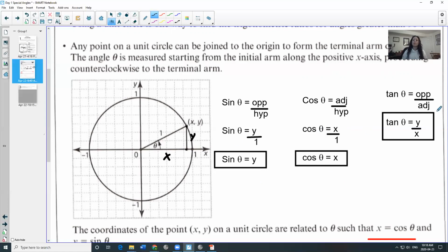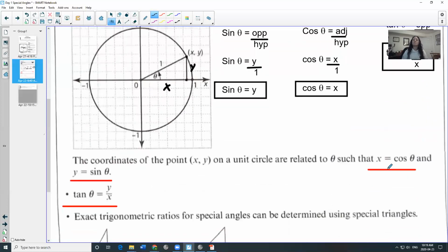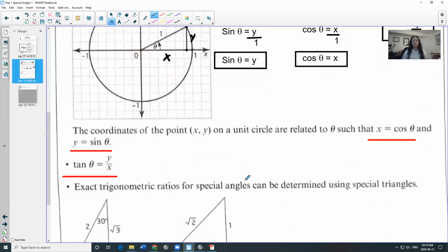And then the third one would be our tan. Tan is opposite over adjacent. Tan is y over x. Okay, so I've highlighted them here. They are written down here for you if you need them.